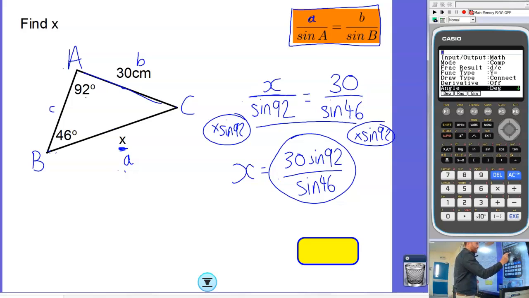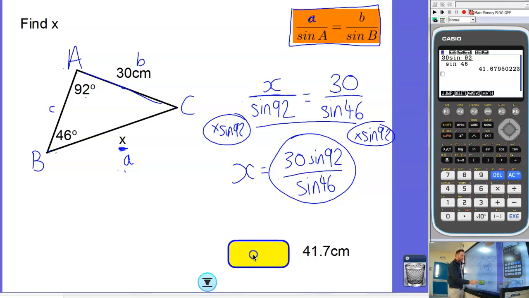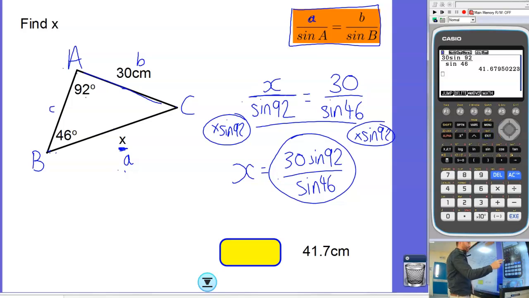Now that I'm in degrees, I'm going to type in 30 sine 92 on top of a fraction, and then on the bottom sine 46. Then press execute, and there we go, we get 41.7. Let's check that's the correct answer. There we go, 41.7 centimeters. We found a length there. Now I'll also show you how to skip a step and go straight to the equation solver. Absolutely nothing wrong with that. If you've got the technology, why not use it?